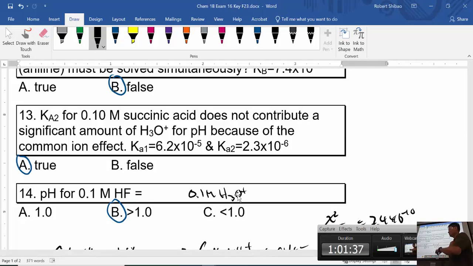13. Ka2 for 0.10 molar succinic acid does not contribute a significant amount of hydronium. So if we look, Ka1 is 10 to the minus 5, oops, Ka2 is 10 to the minus 6.